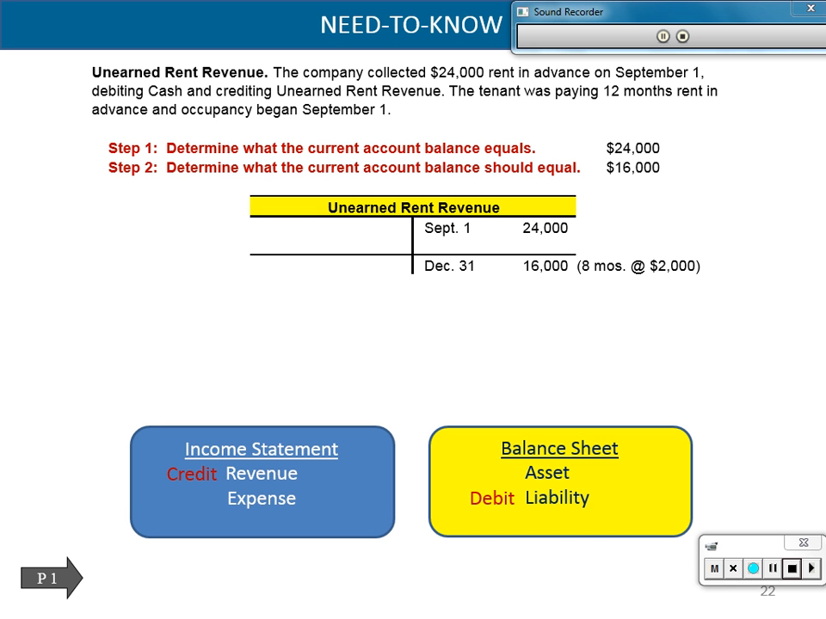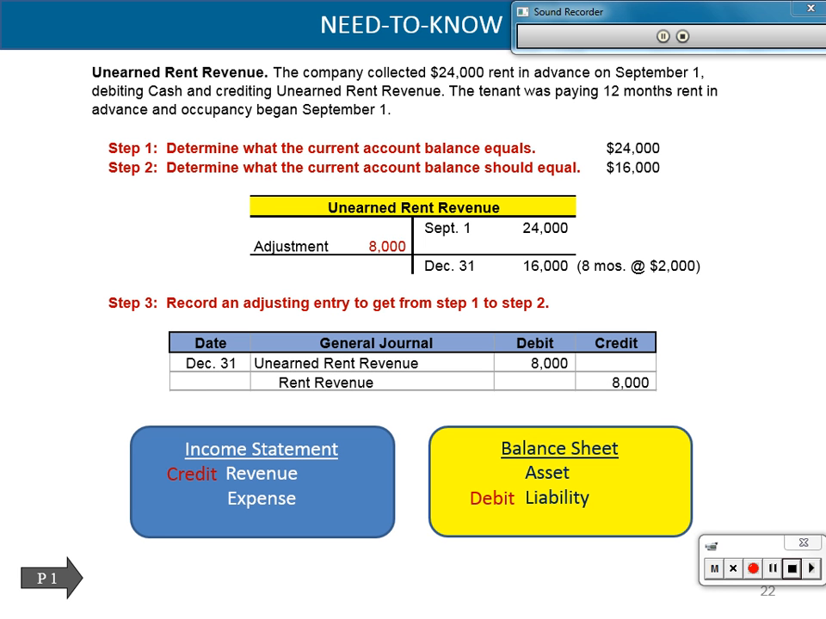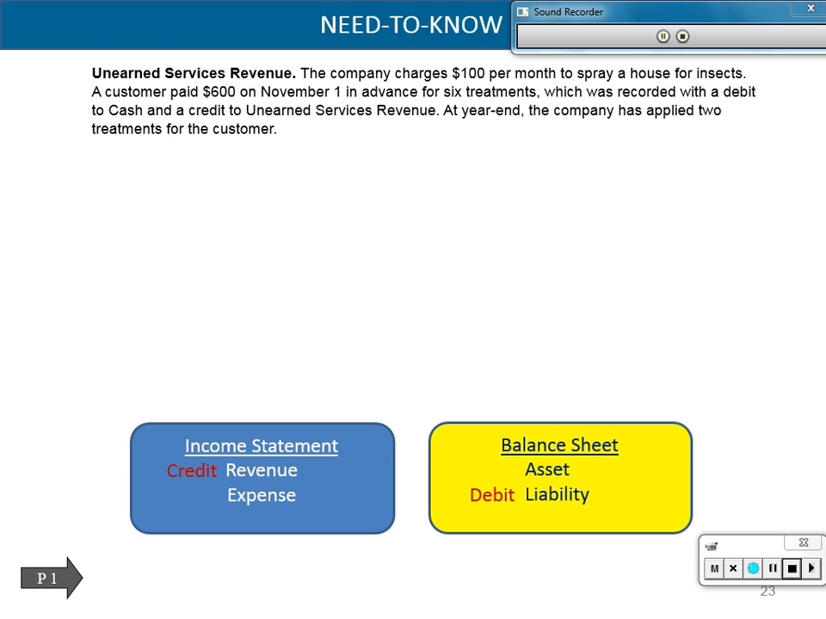You still have 8 months left, right? They paid 12 months in advance. By December 31st, only 4 months had passed, right? So 12 minus 4 equals 8 months remaining. So that means we adjust for how much? How much for those 4 months? So we debit unearned rent revenue, basically taking it out of unearned rent and putting it where? Rent revenue.